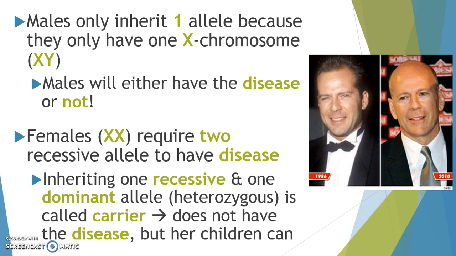Now, if a female inherits one recessive and one dominant allele, that makes her genotype heterozygous, and she is referred to as a carrier. Okay, phenotypically, she is normal, meaning that she does not have the disease, but she's a carrier because her genes carry the trait to pass on to her offspring, which means that they might be able to have hemophilia, baldness, or color blindness. But she herself phenotypically doesn't express any of those traits. So this brings us to what it looks like when you write these genotypes out.